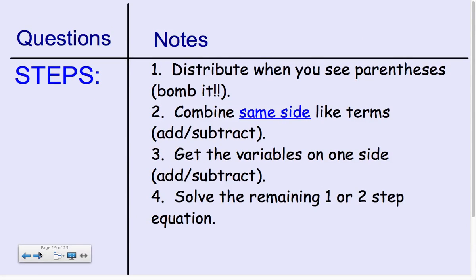Here are the steps in solving these problems. We will always bomb it first. Then if we have any variables on the same side of the equal sign, we'll combine those. Then we're going to get the variables on the same side if they're on opposite sides, and then we'll solve our remaining equation with our couple and third wheel.